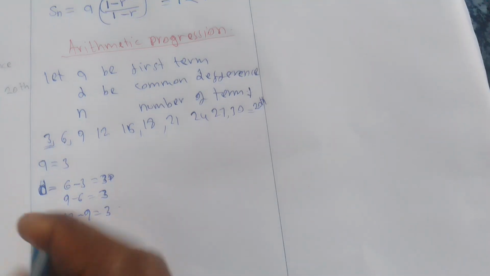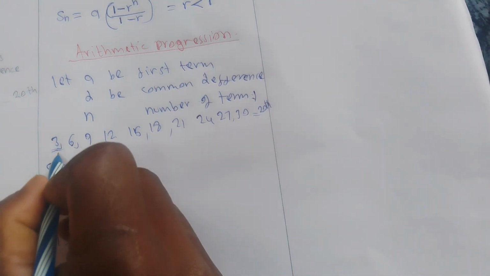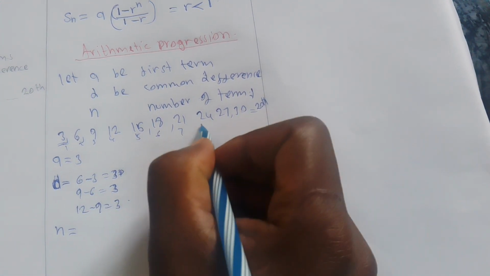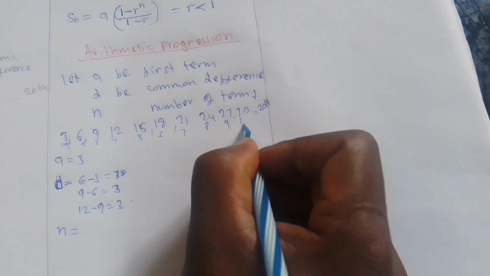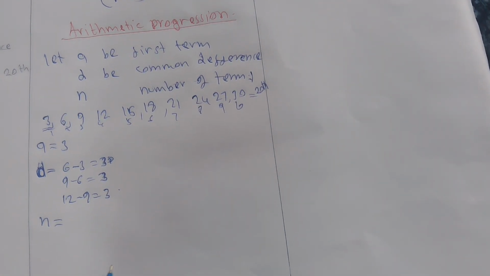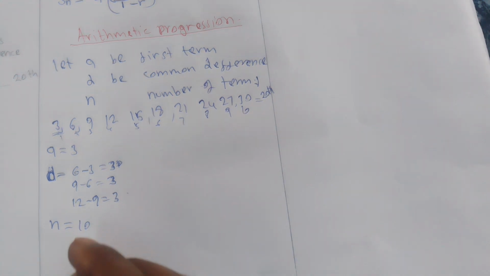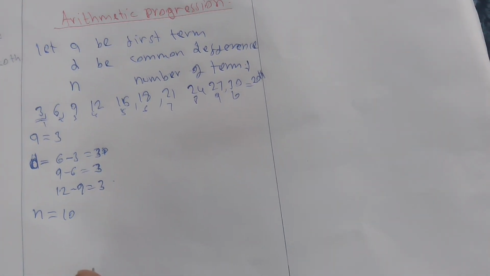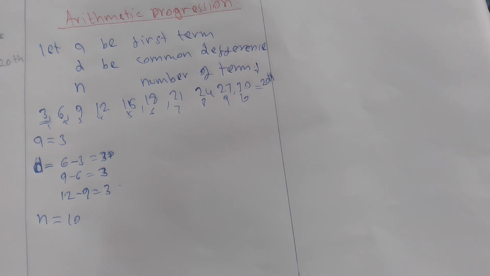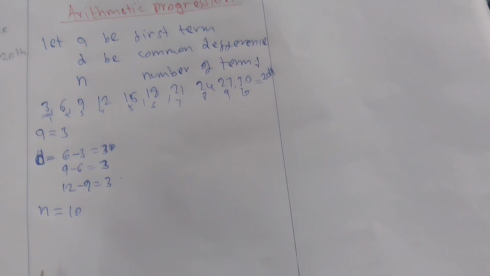The number of terms, n, still remains the same: 1, 2, 3, 4, 5, 6, 7, 8, 9, 10, and onwards up to the 20th term. So our number of terms remains 10. Let's now see how to apply these letters in terms of an equation.